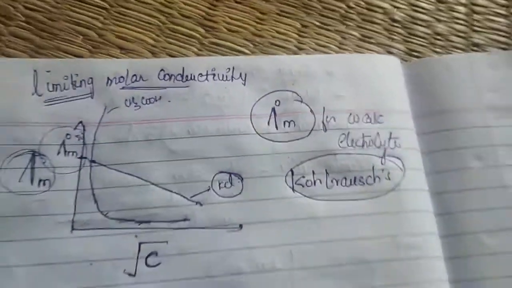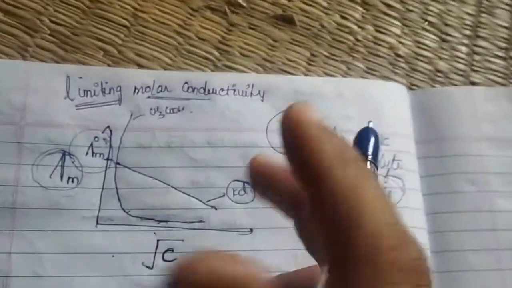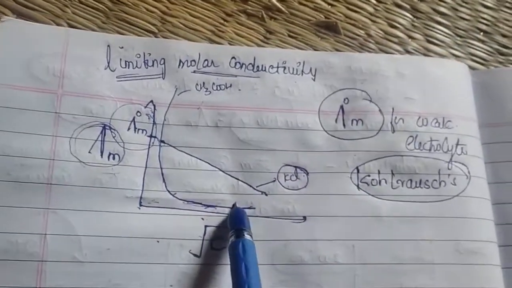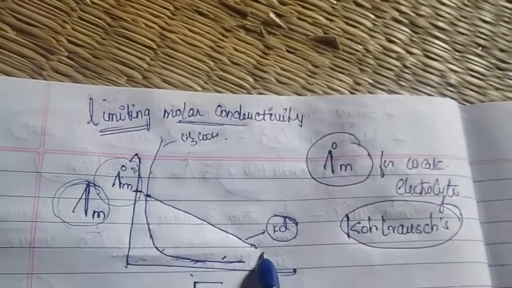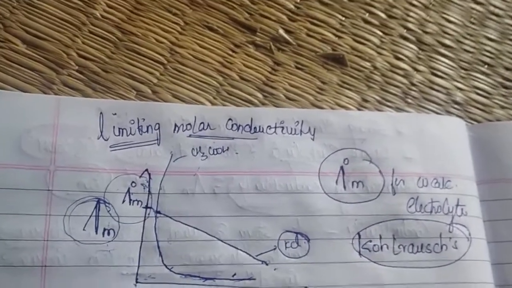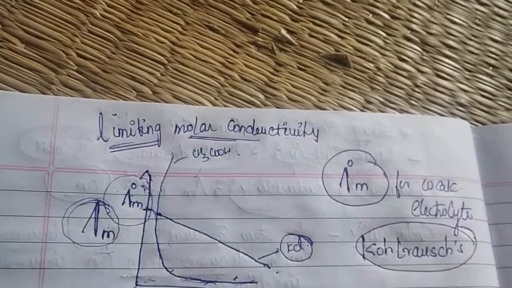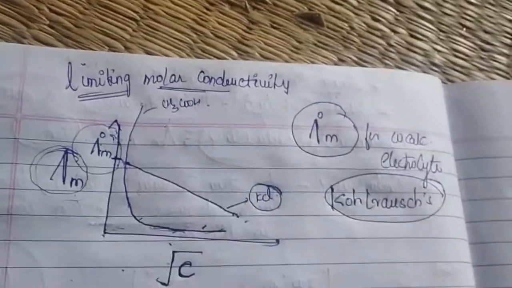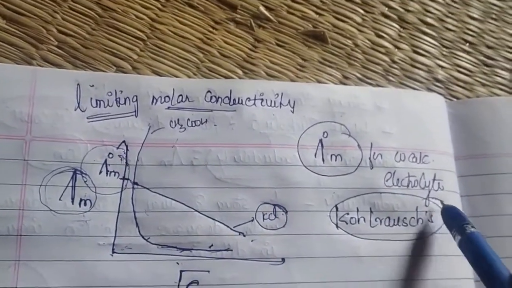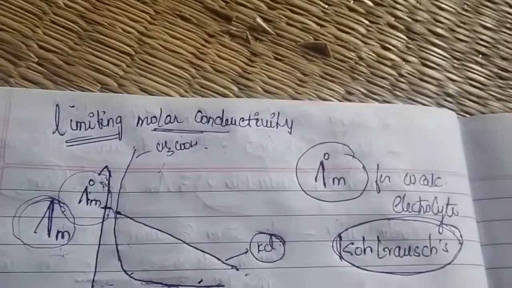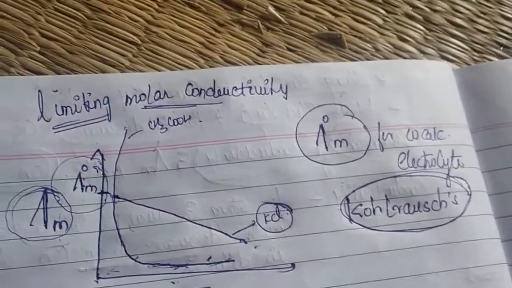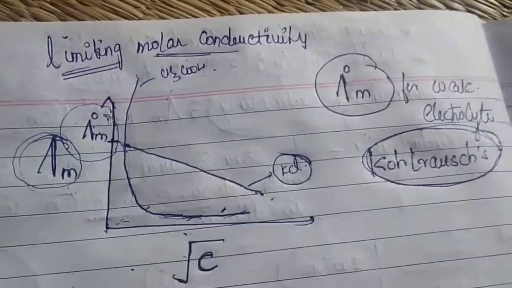Kohlrausch. So what does it mean? You can see from the graph that I am able to measure the limiting molar conductivity for a strong electrolyte. But I am finding it difficult to measure the lambda naught m value for a weak electrolyte. But don't worry, by utilizing Kohlrausch's law, we will see how one can measure the limiting molar conductivity of your weak electrolyte also.